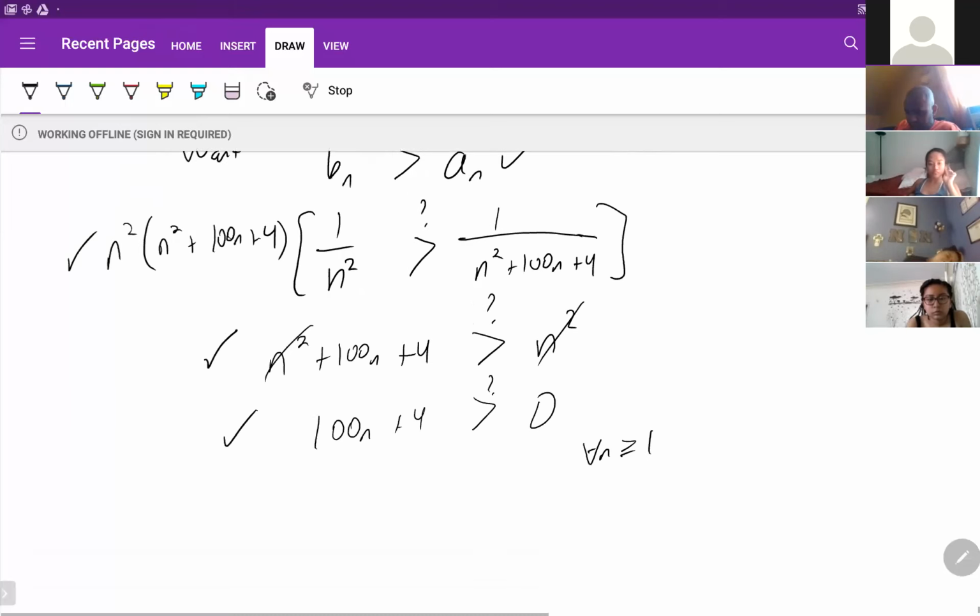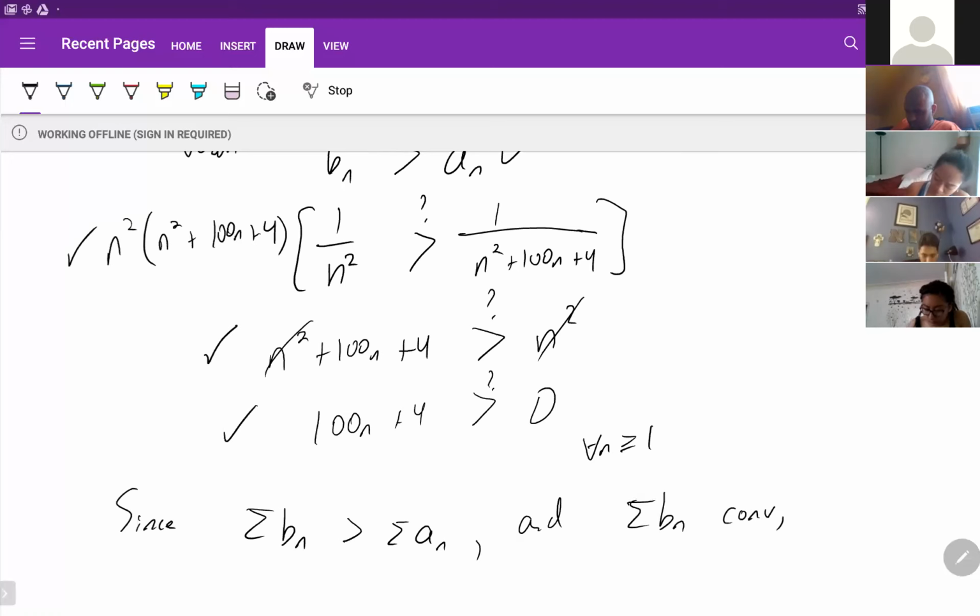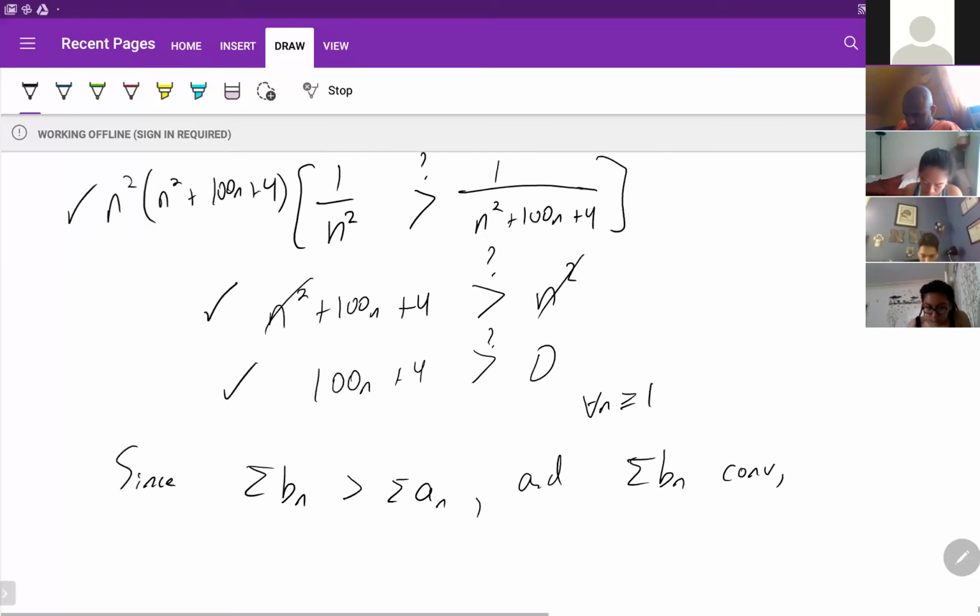So what do we say? Since the sum of B sub n is greater than the sum of A sub n, and the sum of B sub n, we said, converges, we can now say the sum of A sub n also converges by, what did we just do? Direct Comparison Test. DCT.